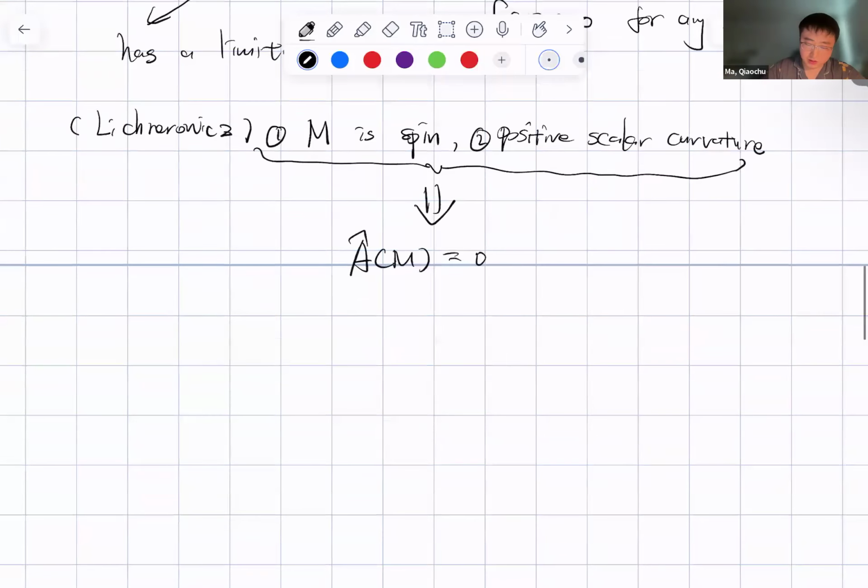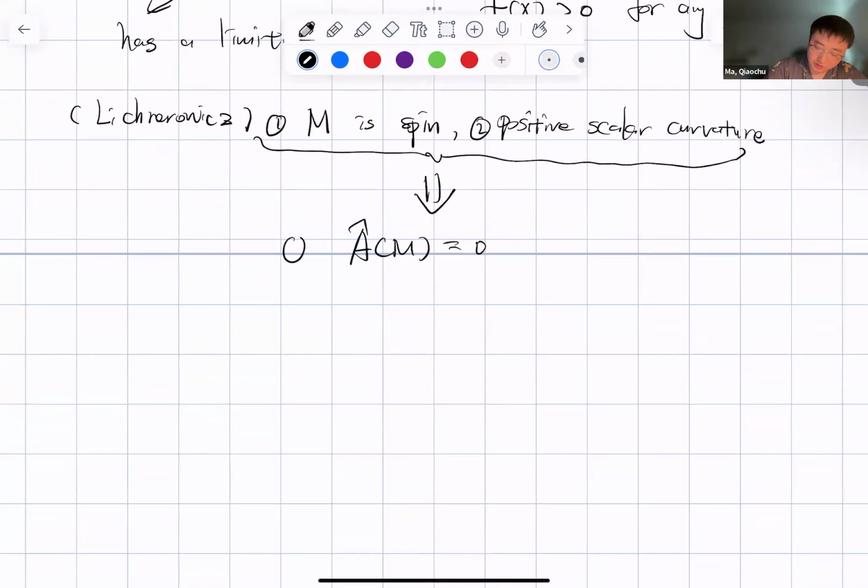Let me explain conditions 1, 2, 3 a little bit. 1 and 2 imply 3. First, spin. Spin is a purely topological condition. There's no geometry at all.